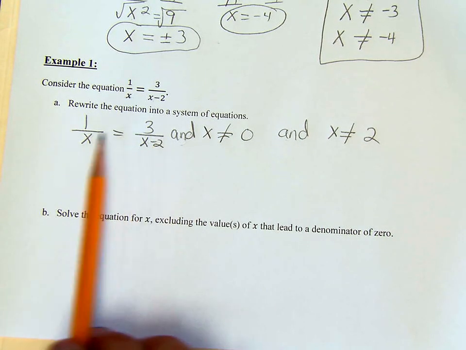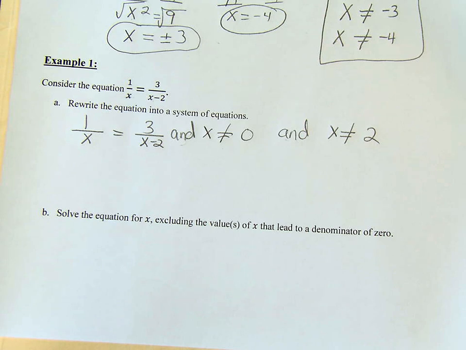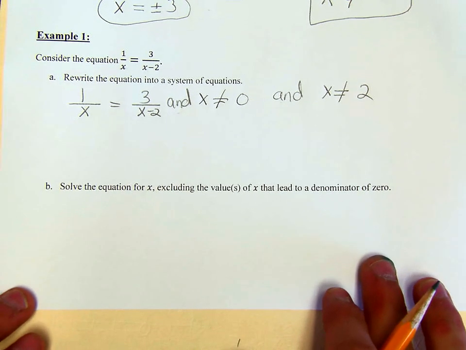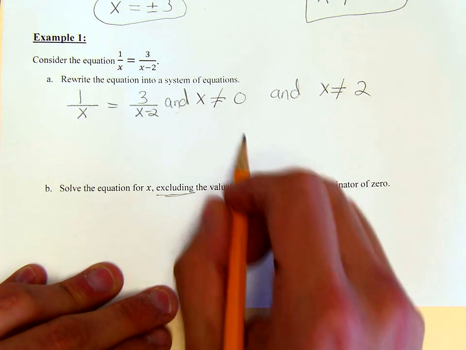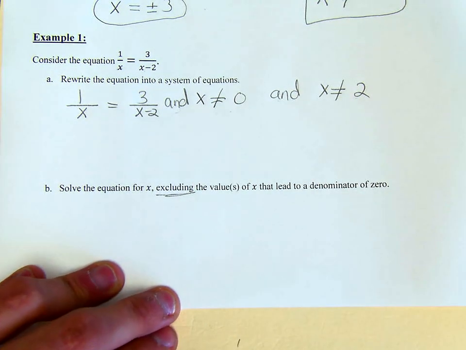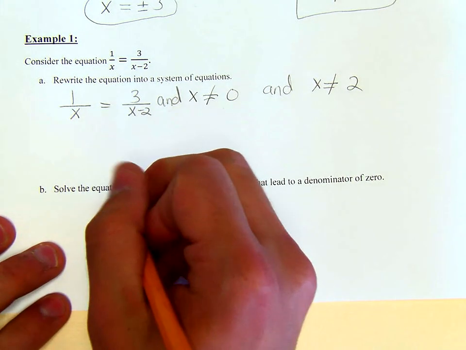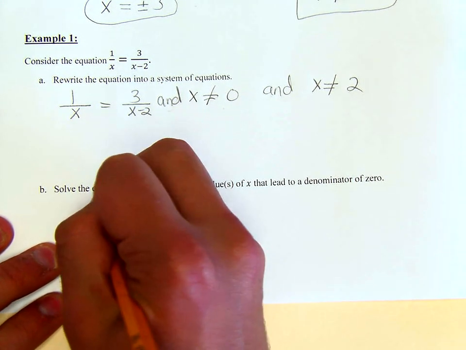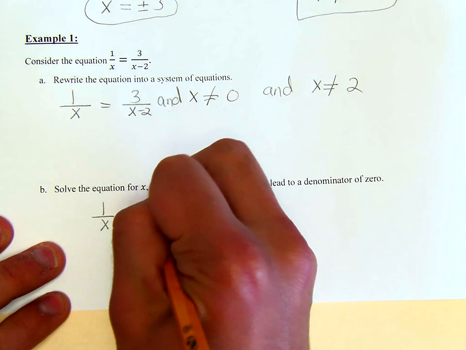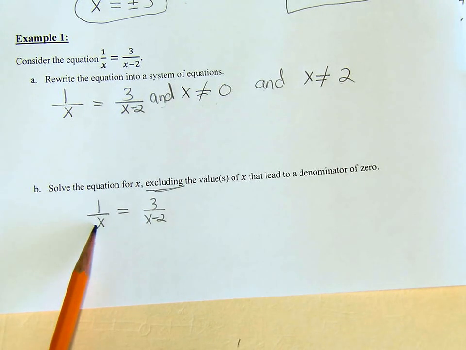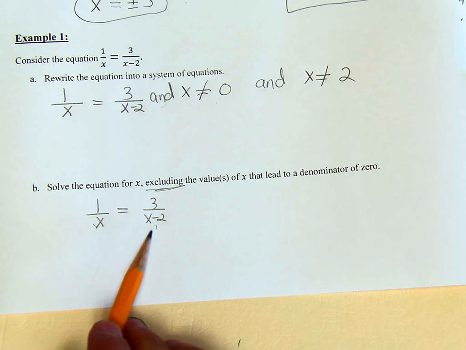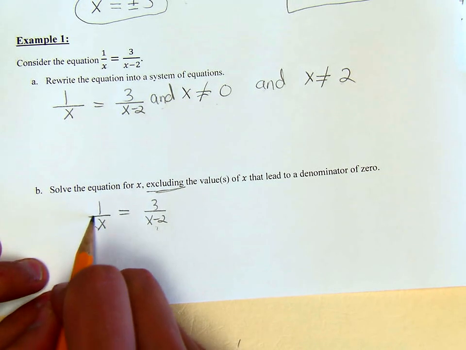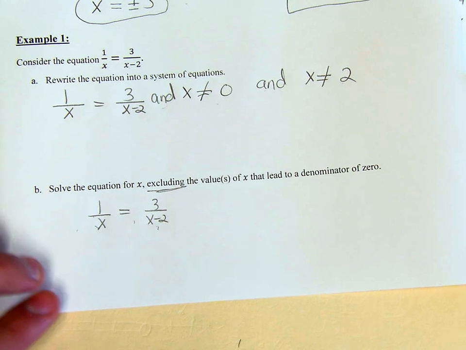So, for part B, they want us to solve the equation for x. And they say, excluding the values of x that the denominator would be 0. So we're going to exclude 0, and we're going to exclude 2. Okay? So let's go through and let's solve this. We have 1 over x is equal to 3 over x minus 2. And since we have an x in the denominator and x minus 2, our common denominator is going to be x times x minus 2. So on both sides of the equal sign, we're going to multiply by this common denominator of x times x minus 2.